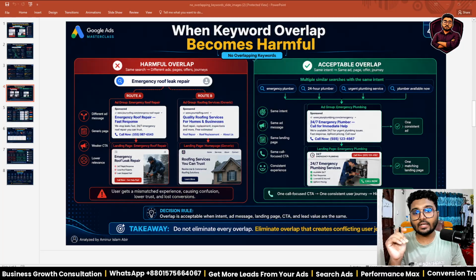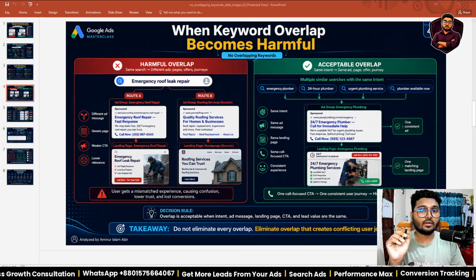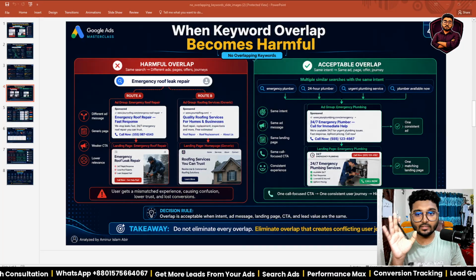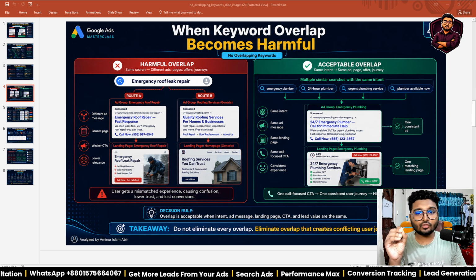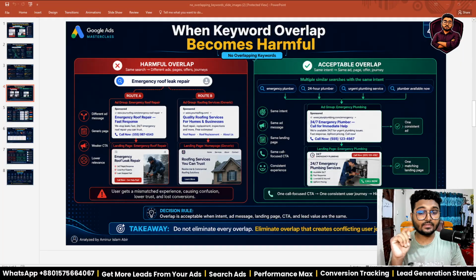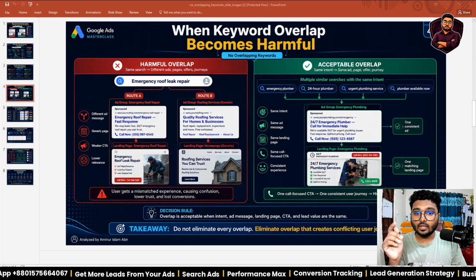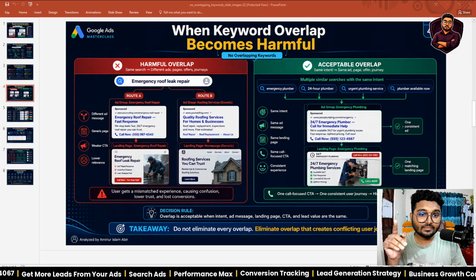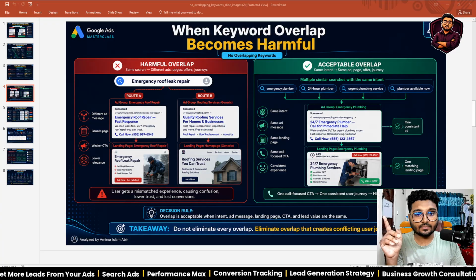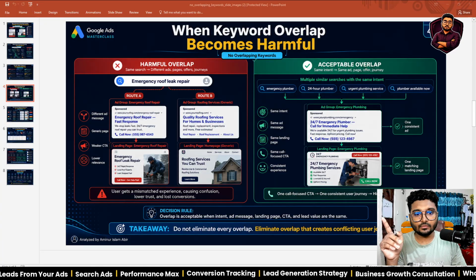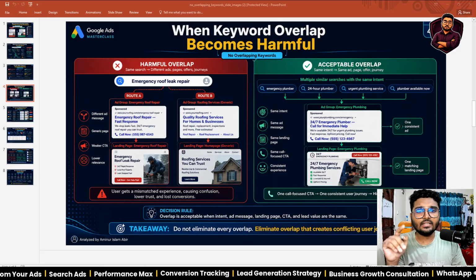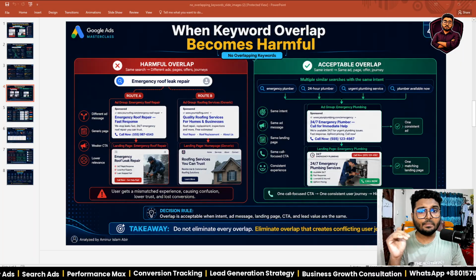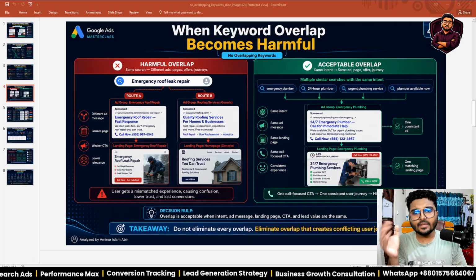Now let's look at an acceptable overlap example. One emergency plumbing ad group contains emergency plumber, 24-hour plumber, urgent plumbing service, and plumber available now. All of these keywords use the same emergency ads, the same emergency landing page, the same call focused CTA, and the same lead value. The overlap is actually manageable. Do you know why? Because the customer experience remains consistent.